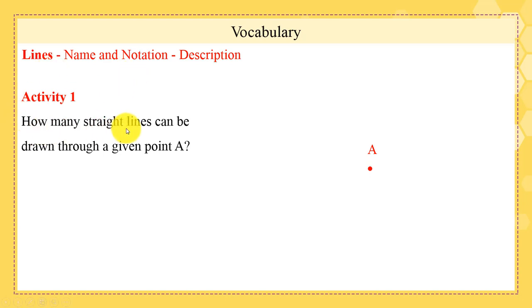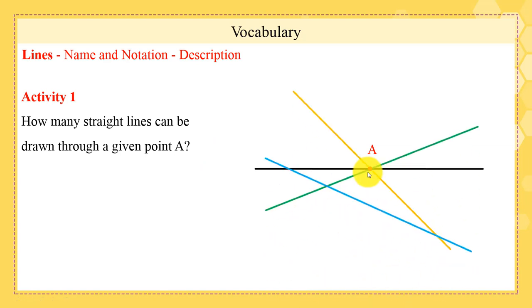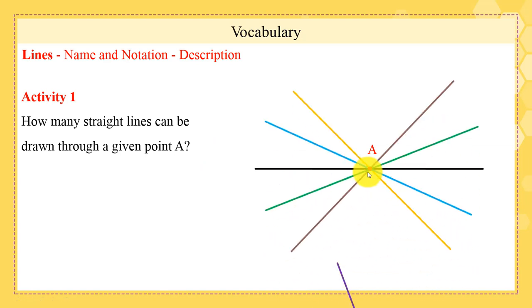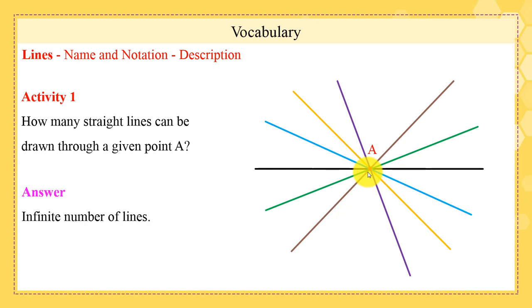First, let's start an activity that expresses the first type of straight line. How many straight lines can be drawn through a given point A? Let's see together how many straight lines. 1, 2, 3, 4, 5, 6, and many other straight lines. So how many straight lines? The answer will be infinite number of lines can be drawn through a given point A.